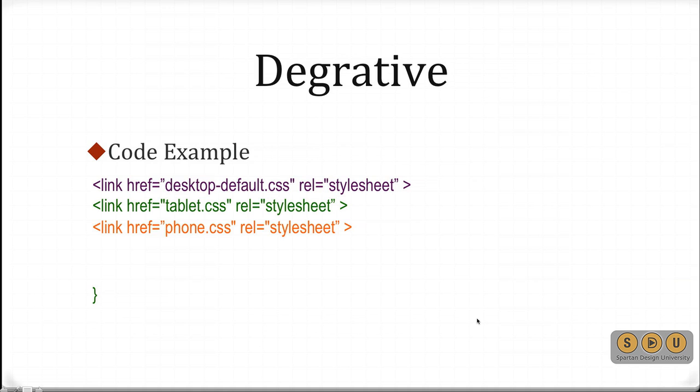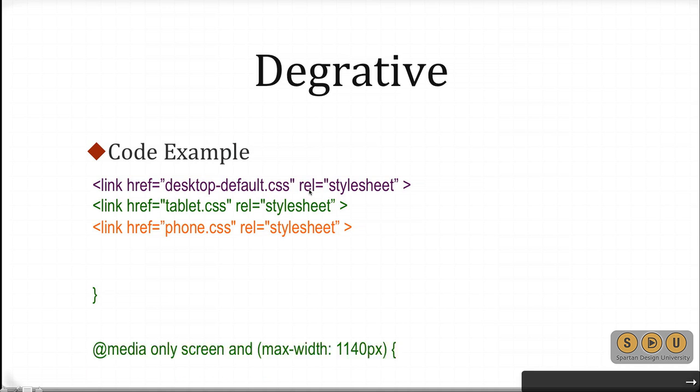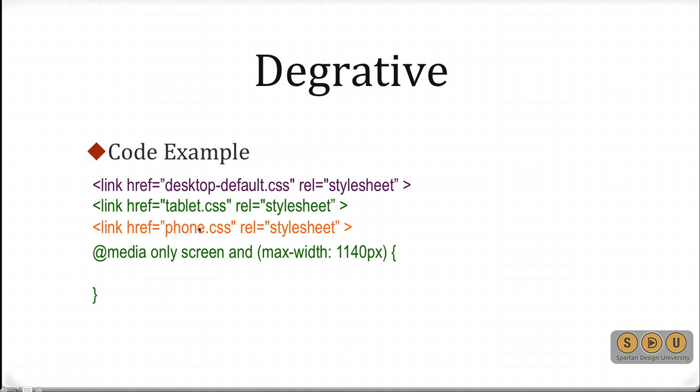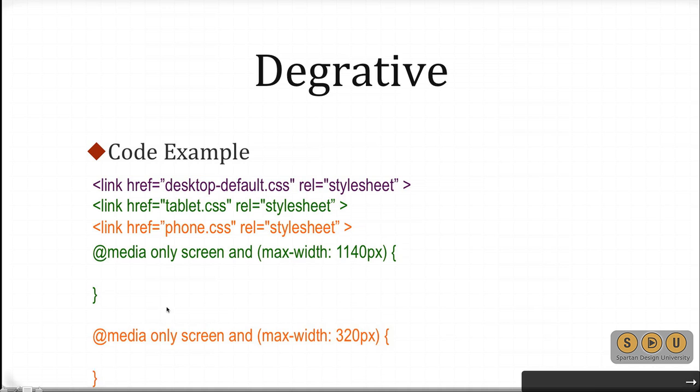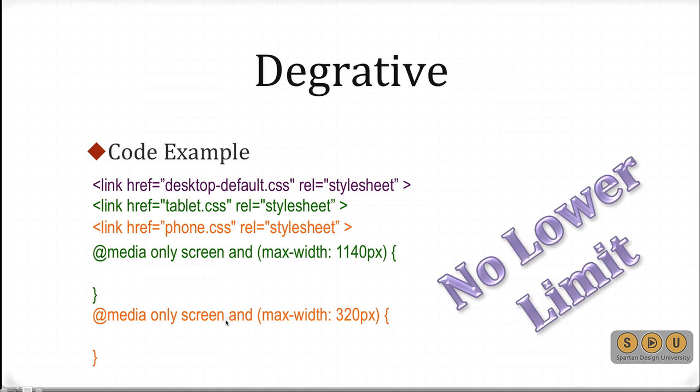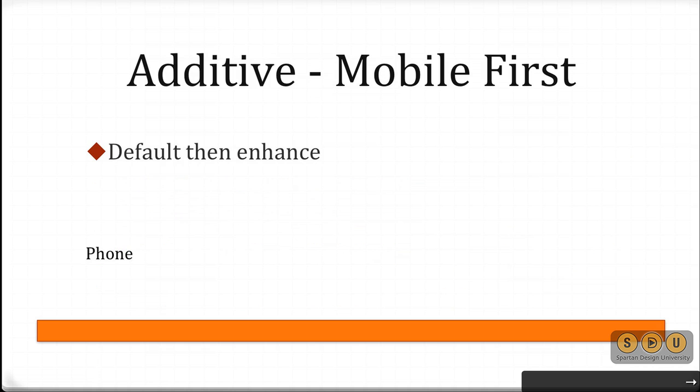Here's an example of the decorative code. The desktop default would have no media query because it applies to everything. The tablet would have a max width of 1140. The phone would have a max width of 320. Neither one of these would have a bottom limit. So they would specify a max and assume 0 as the bottom.